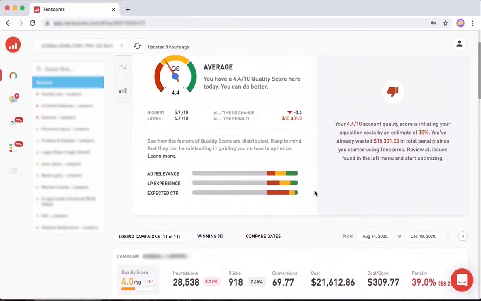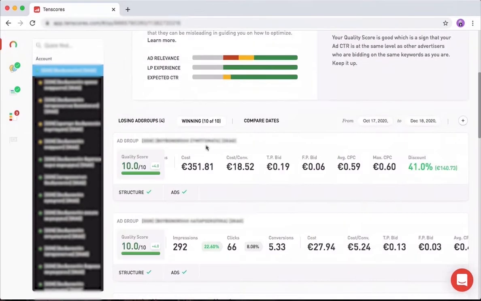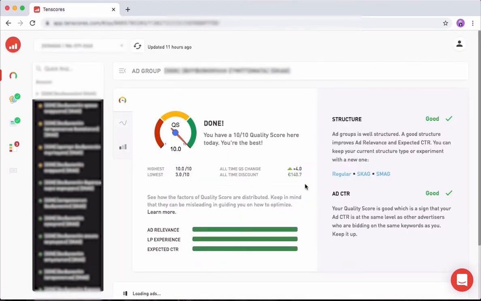What gets results is one thing and one thing only. It is having above average click-through rates on your ads. So the only reason this account is getting a 9.5 quality score is because of, let me take you to the first ad group, and I'm going to show it to you right now.